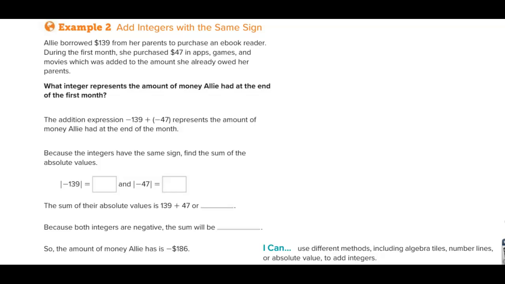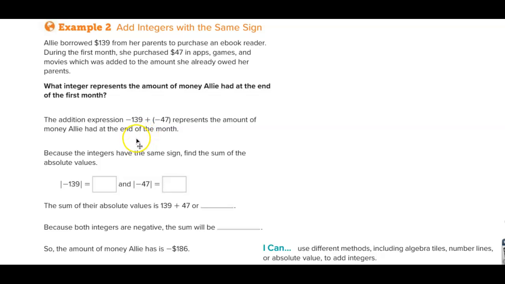Okay, so for example 2, Allie borrowed $139 from her parents to purchase an ebook reader. During the first month, she purchased $47 in apps, games, and movies, which was added to the amount she already owed her parents. What integer represents the amount of money Allie had at the end of the first month? The addition expression negative 139 plus negative 47 represents the amount of money Allie had at the end of the month.